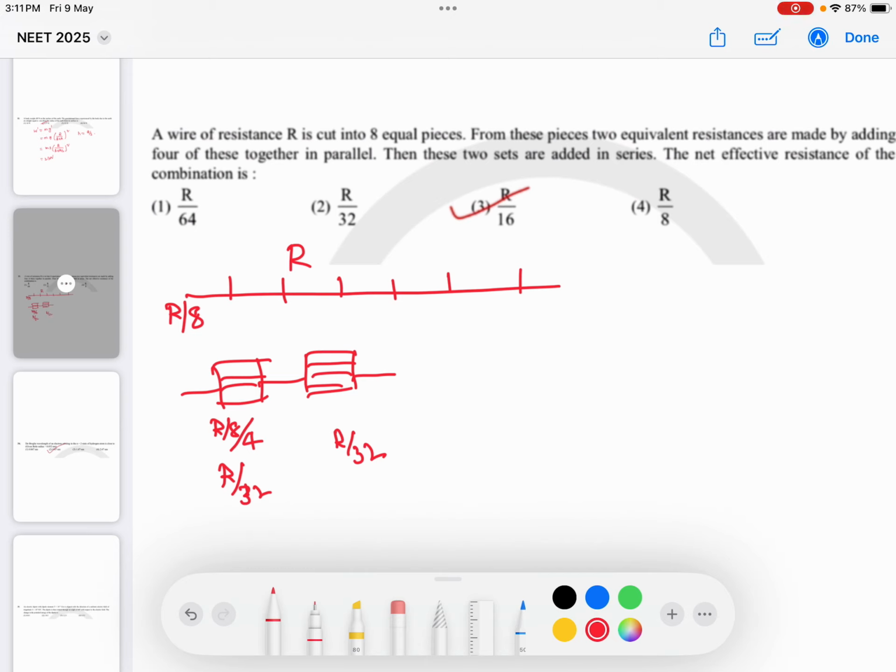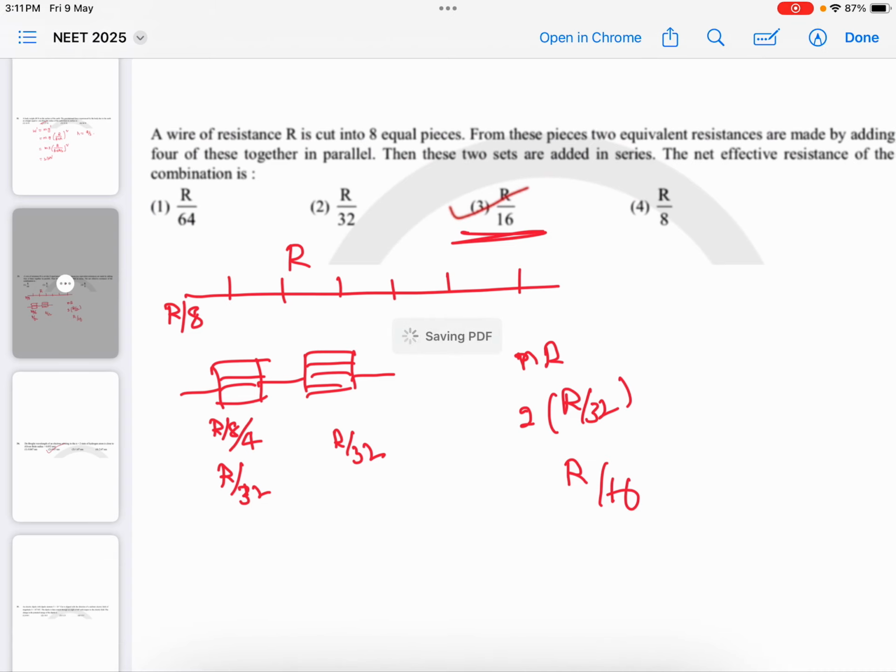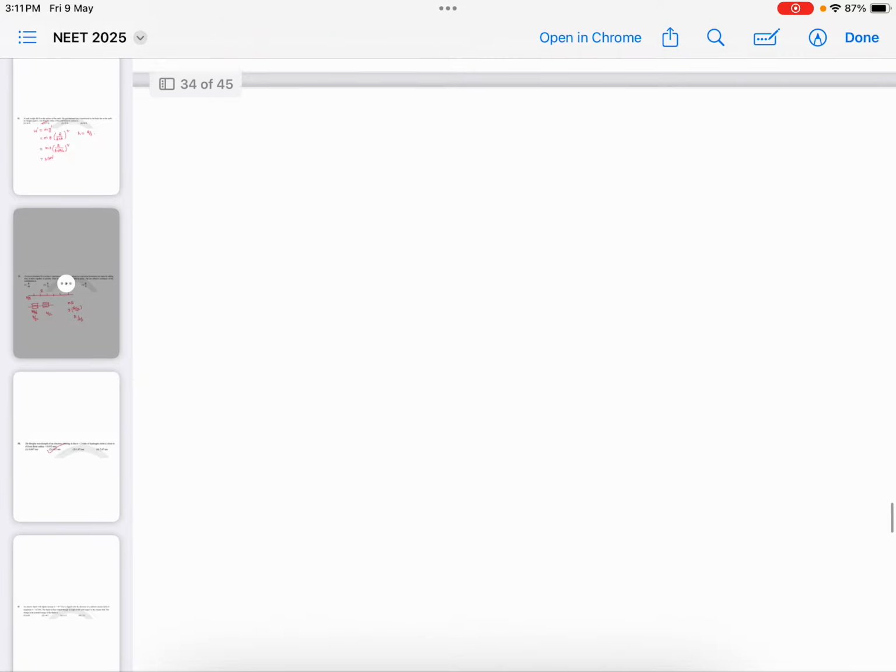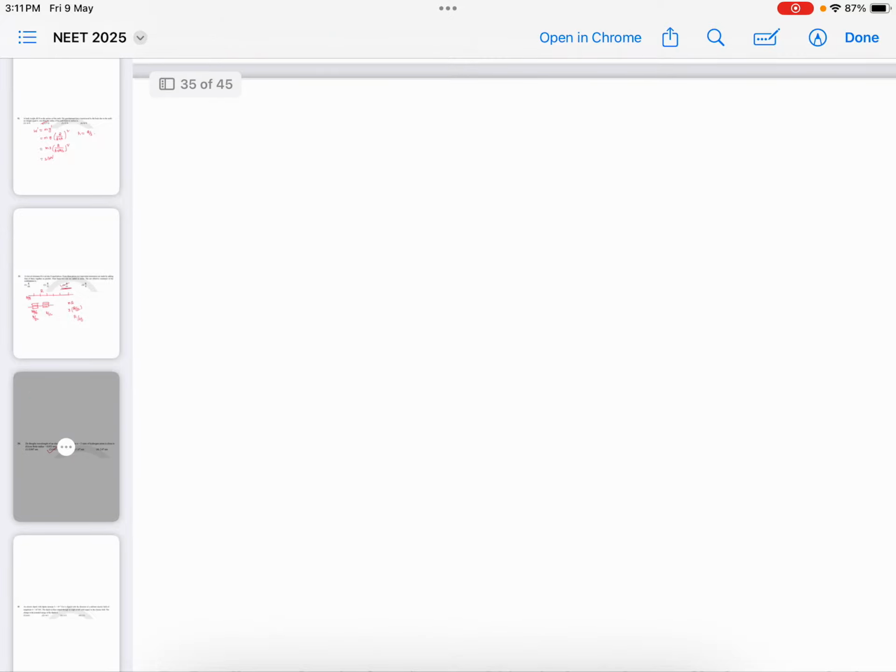Two identical resistors connected in series combination, that value goes to n into R. Here two resistors, that is R by 32 plus R by 32, that is R by 16. Final answer, R by 16. 10 questions.